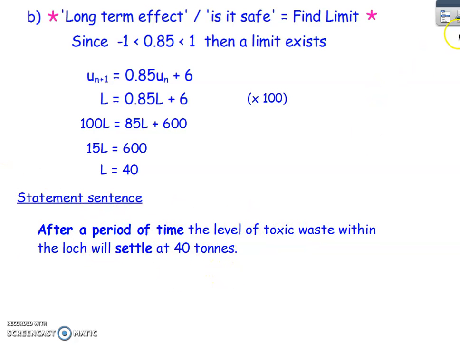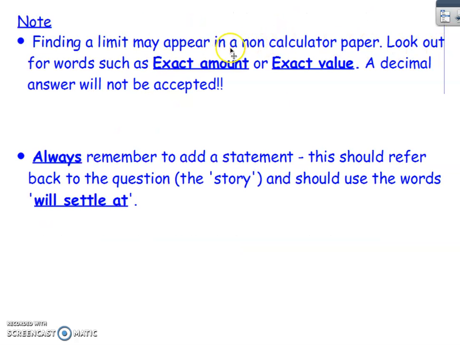Now a couple of extra points just to take note of. Finding a limit may appear in a non-calculator paper, so look out for words such as exact amount or exact value, so a decimal answer will not be accepted, and in those examples leave your answer as a simplified fraction. And always remember to add the statement, so this will refer back to the question. So in this example it referred back to toxic waste, but the contexts will be different. In some cases it will be about bacteria, in some examples it will be about medicine, in some examples it will be about the amount of animals in a certain place.